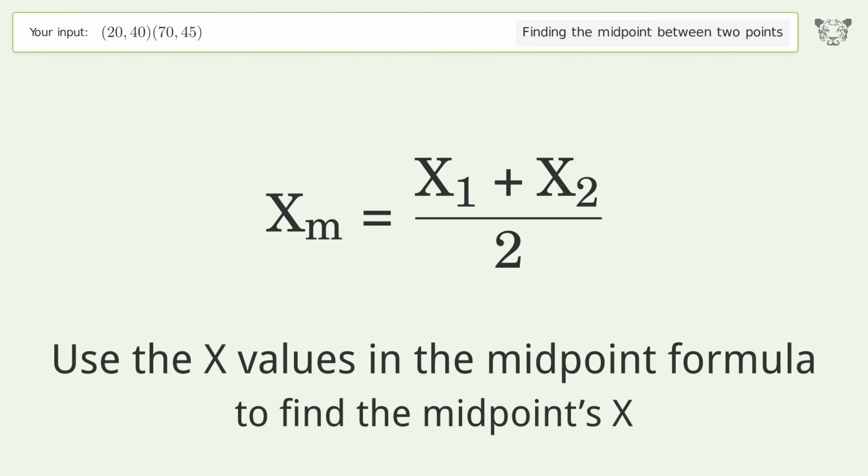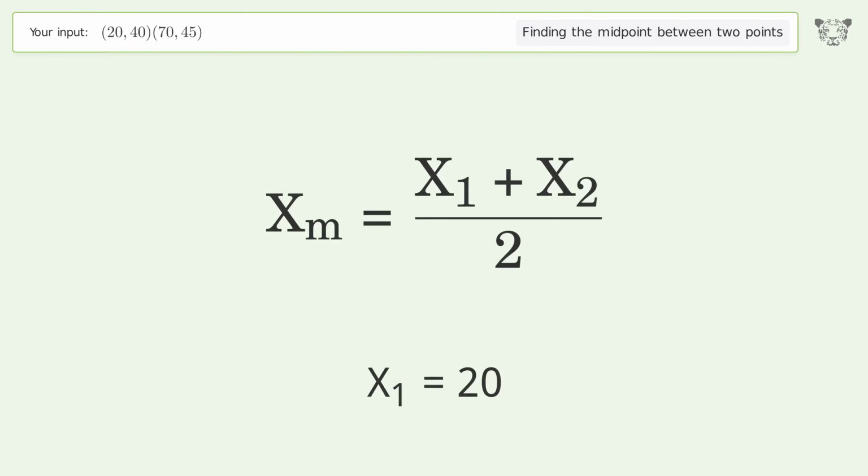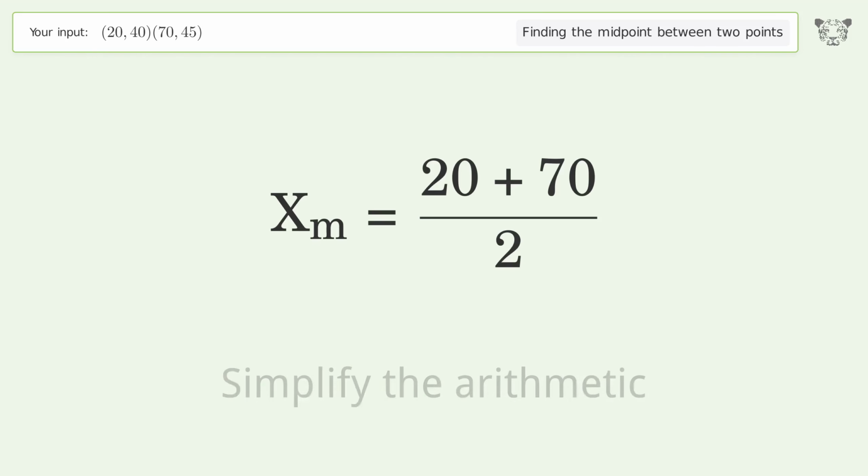Use the x values in the midpoint formula to find the midpoint's x. x1 equals 20. x2 equals 70. Simplify the arithmetic.